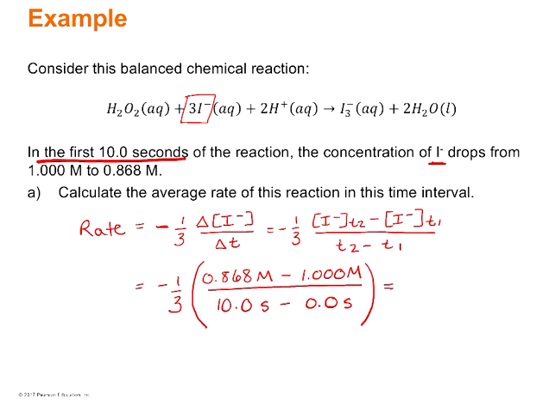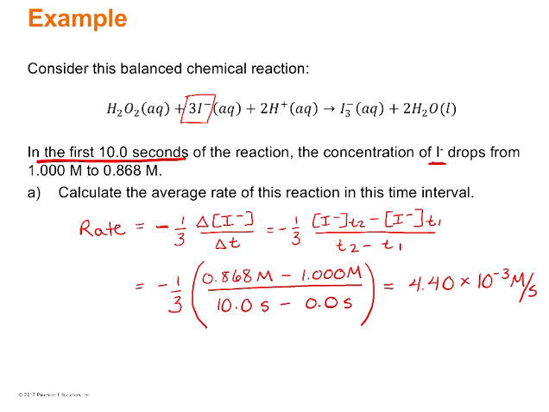Okay, so now if we plug that all into our calculator, we should find that the rate is 4.4 times 10 to the negative third moles per liter per second. So that is the rate of our reaction. All right.